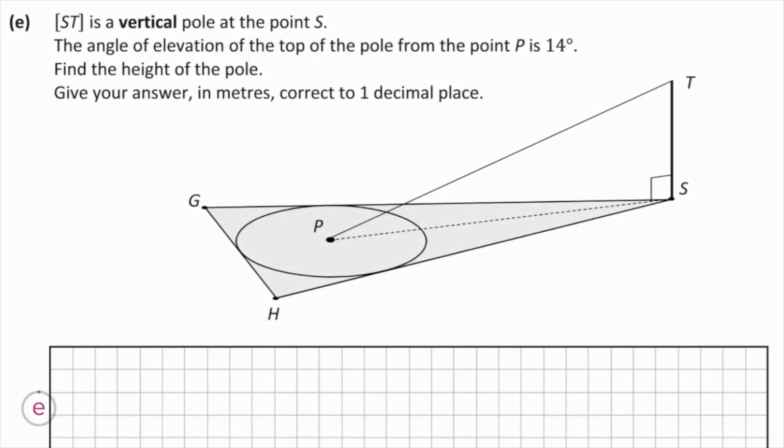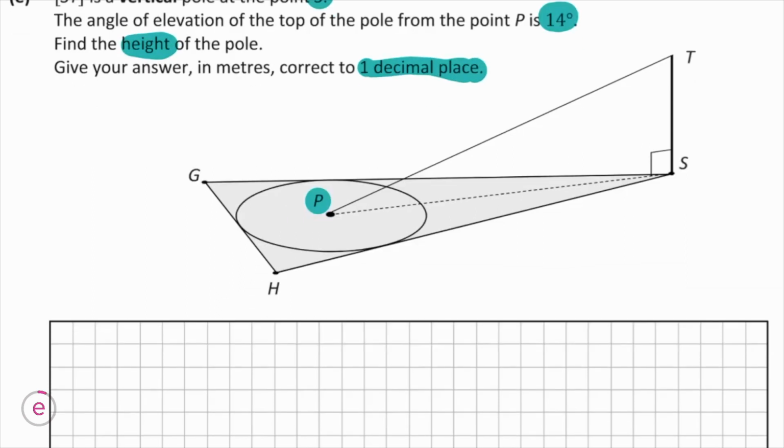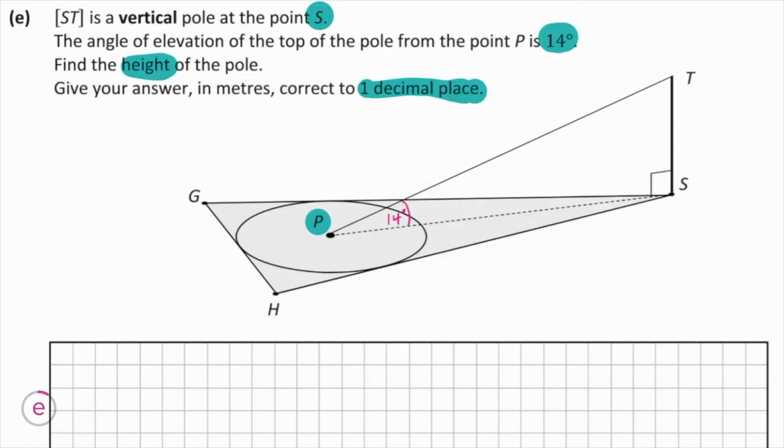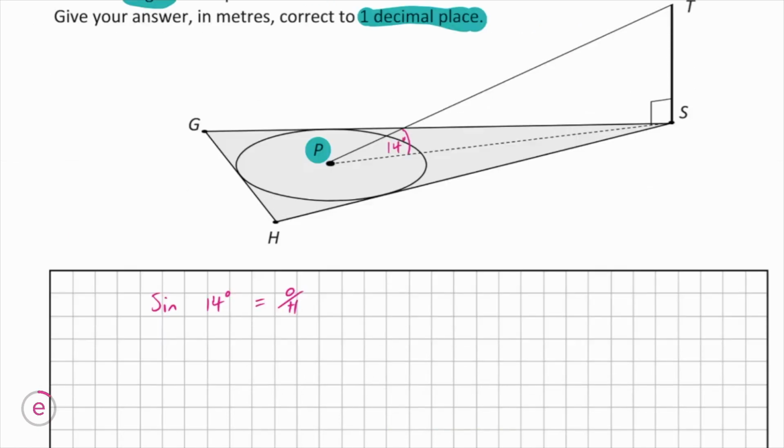Part E tells us that ST is a vertical pole at the point S. The angle of elevation to the pole is 14 degrees from the point P, which is over here. We're asked to find the height of the pole, correct to 1 decimal place. So clearly TS is perpendicular to SP, which means that the angle of elevation is 14 degrees. So we know this angle 14 degrees is opposite the side TS. And inside a right angle triangle, that tells us that sine 14 degrees is equal to the opposite over the hypotenuse, which is TS over TP.